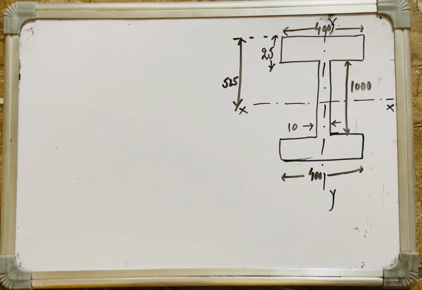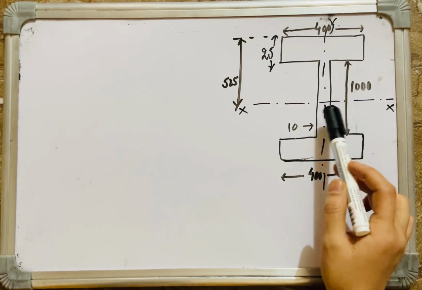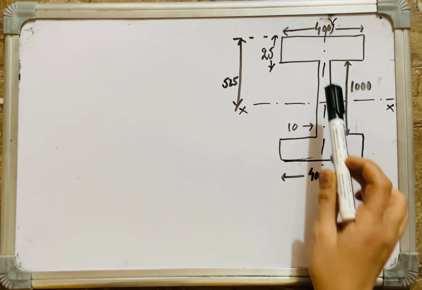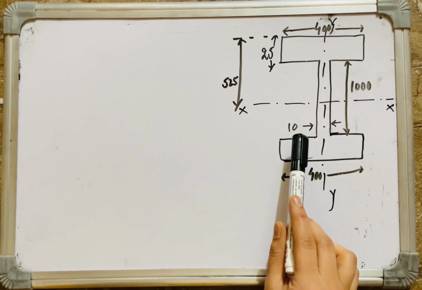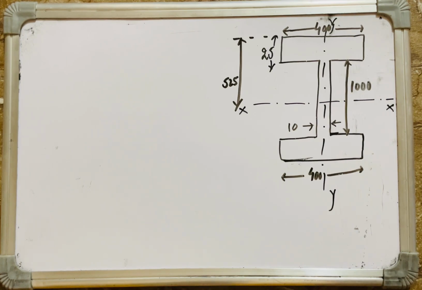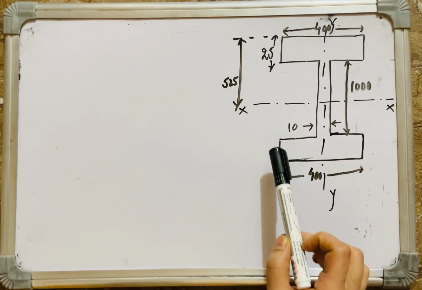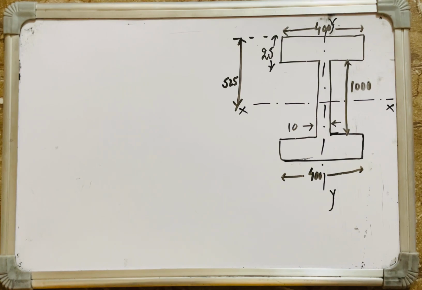Now we have to adopt different depths for the web and the flange. For example, here we have adopted a web plate depth of 1000 mm and thickness of 10 mm, and for the flange plates a width of 400 mm and thickness of 25 mm. This is our trial section of the plate girder. For the cross girder, we now have to check it for the various stresses. If it passes the stress checks, then it's okay and safe. Otherwise, we have to redesign the section.